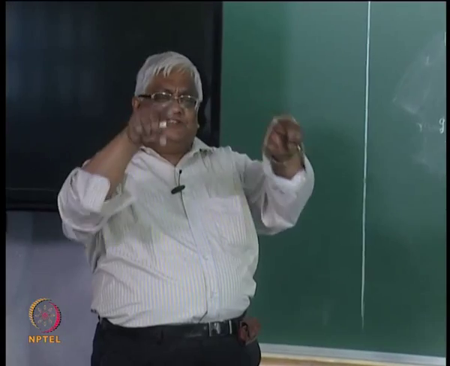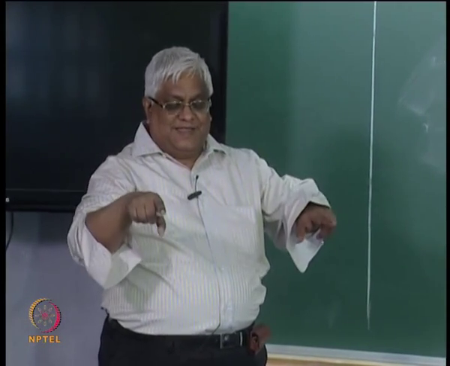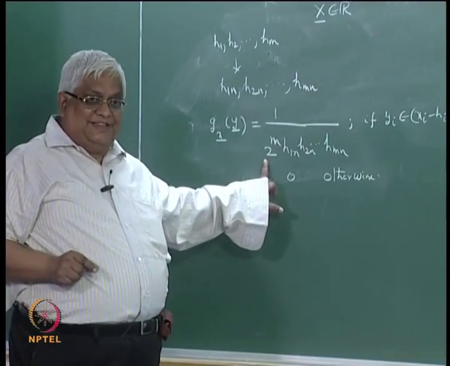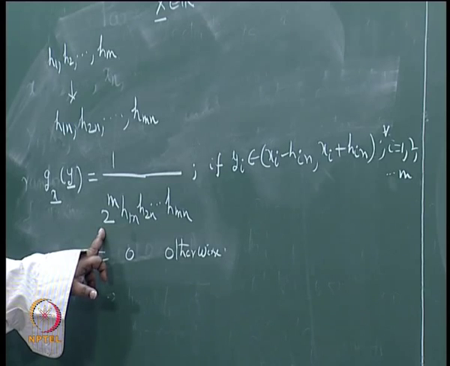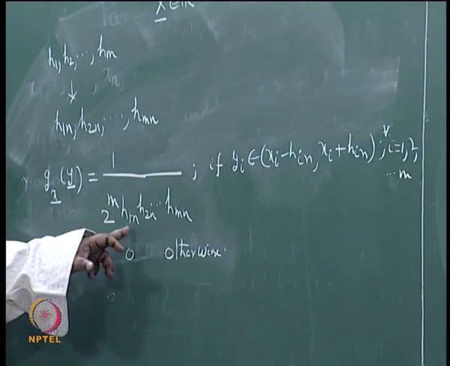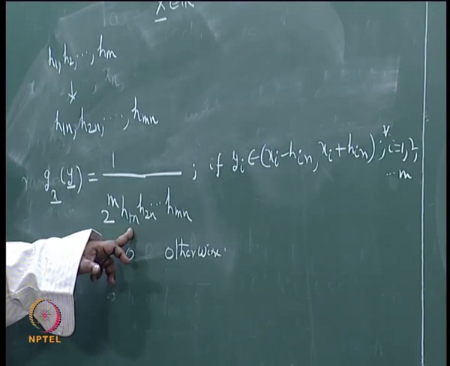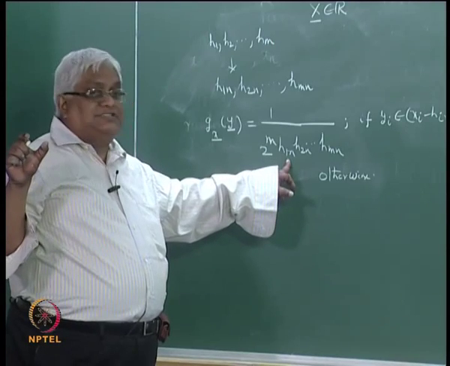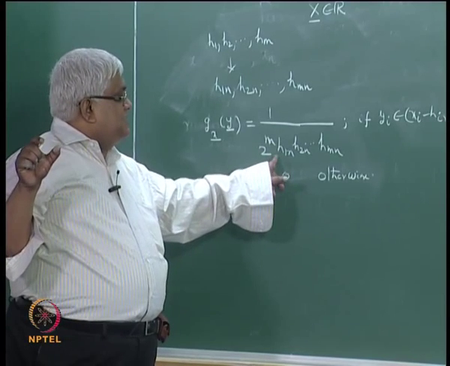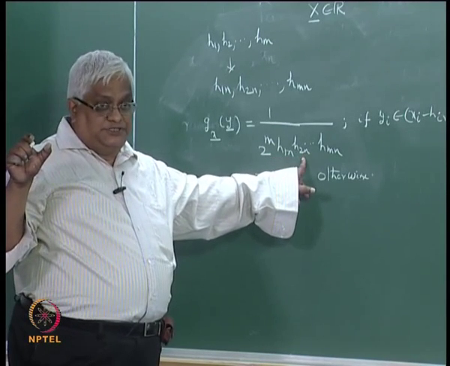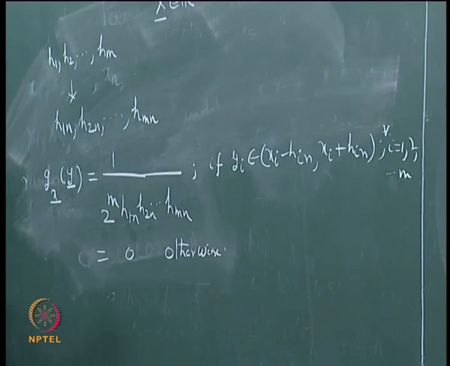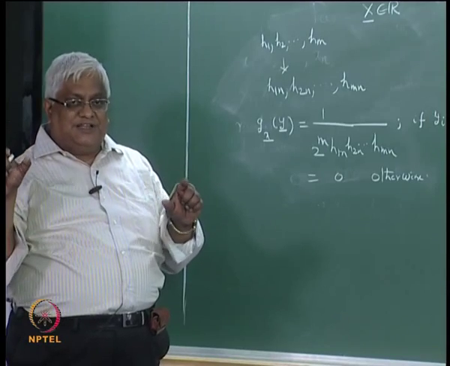So, here also you are considering a window, and what is this? This is the volume, right? This is the volume of an m-dimensional rectangle, where the first side is 2 h 1 n, the second side is 2 h 2 n and the mth side is 2 h m n.